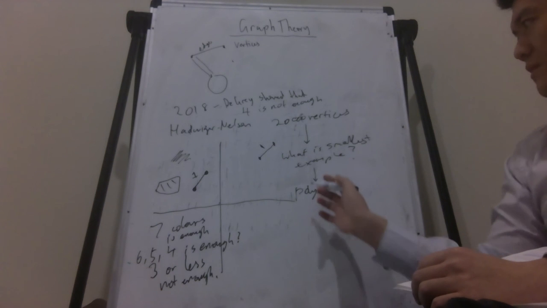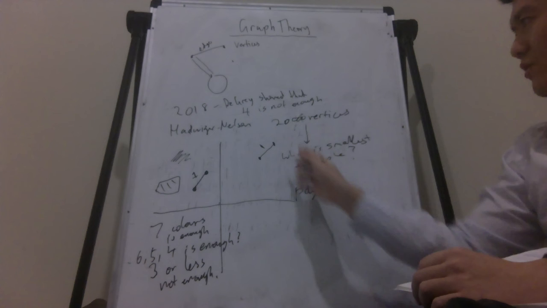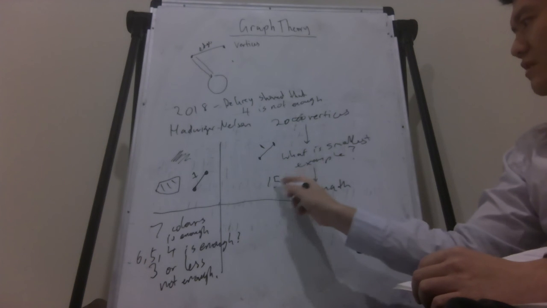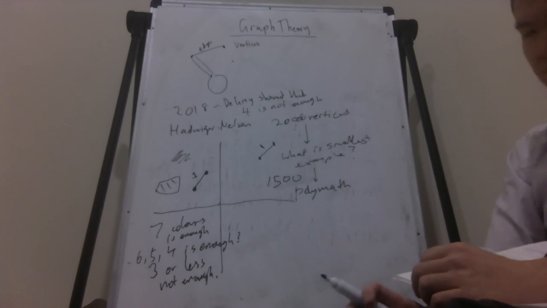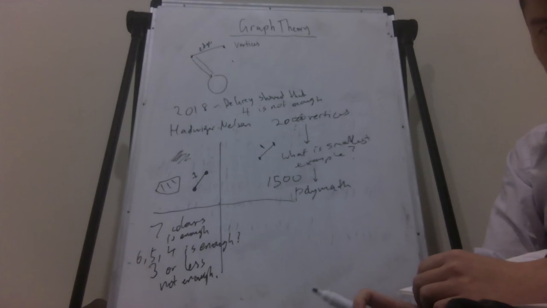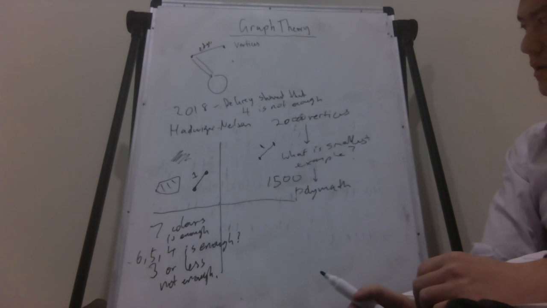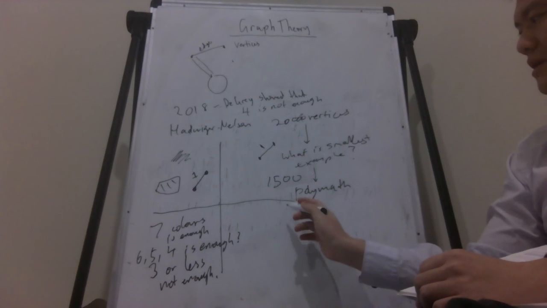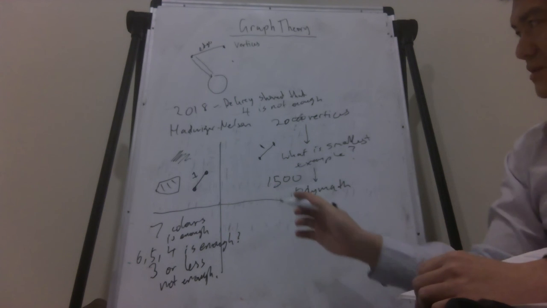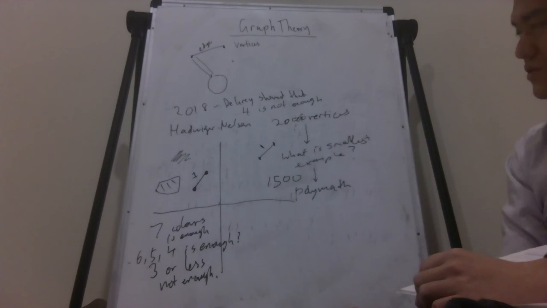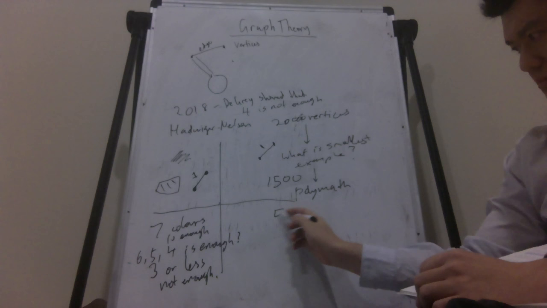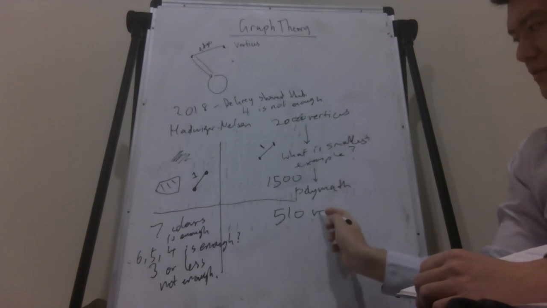So I think even before this project started, the author was able to get it down to around 1,500 vertices. And some other people, I think a person called Marijn Heule or something, managed to get it down to the 500s. And since 2018, in the 2 years since then, I think they've gotten it down to 510 vertices.